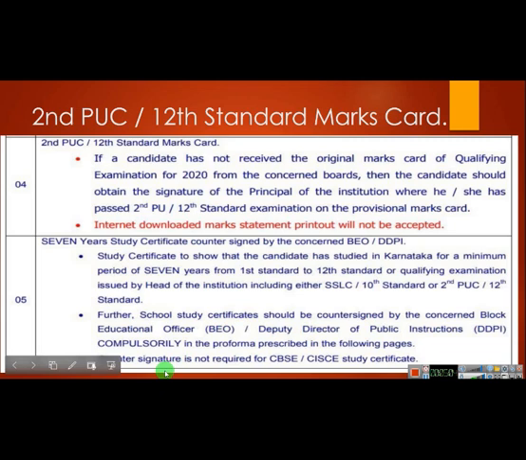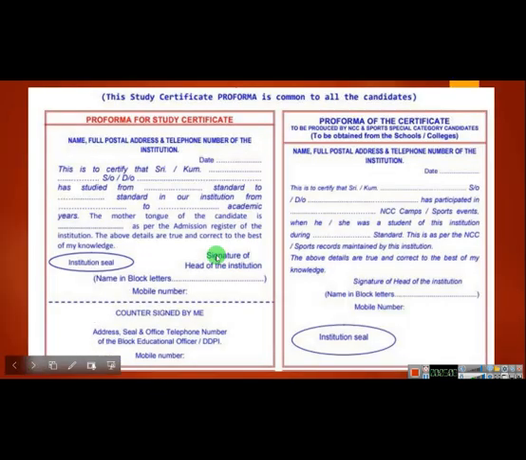So let us see the study certificate format. This is your study certificate format, and you get this format in bookshops. You can go and buy this format. You need to fill in all the details and have it signed by your school or college. For the past 7 years, wherever you have studied, you can go to that particular institution, get it signed and sealed, and keep it ready.